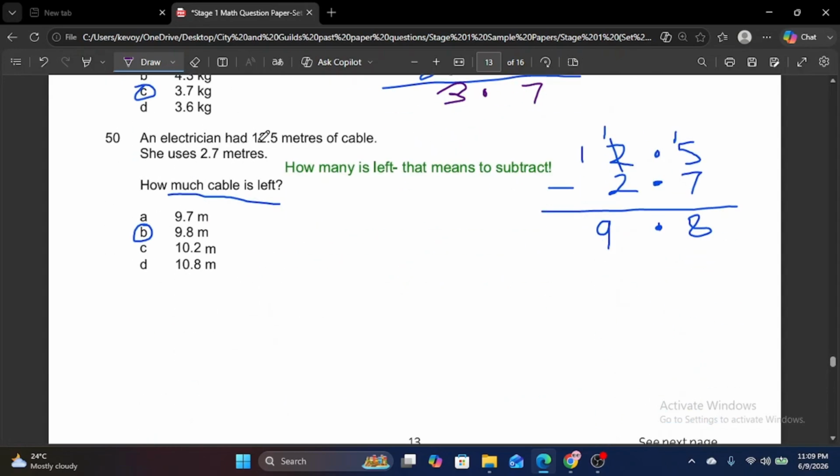An electrician had 12.5 meters of cable. She uses 2.7 meters. How much cable is left? So whenever you see how many is left, I would have wrote that myself. If you ask how many is left, it means that you're supposed to subtract, right? And just like before, we're just gonna apply the same concept.